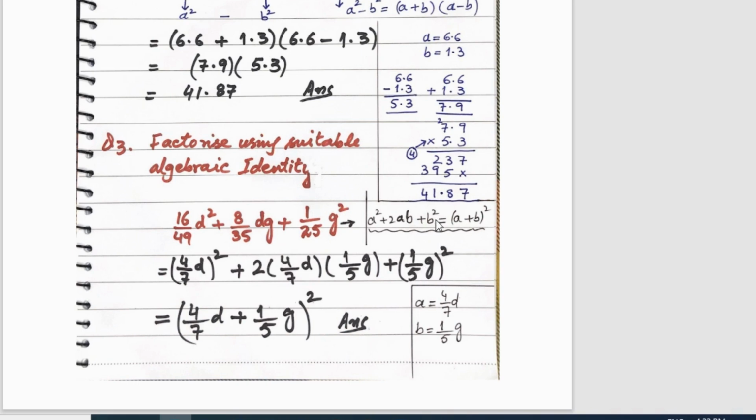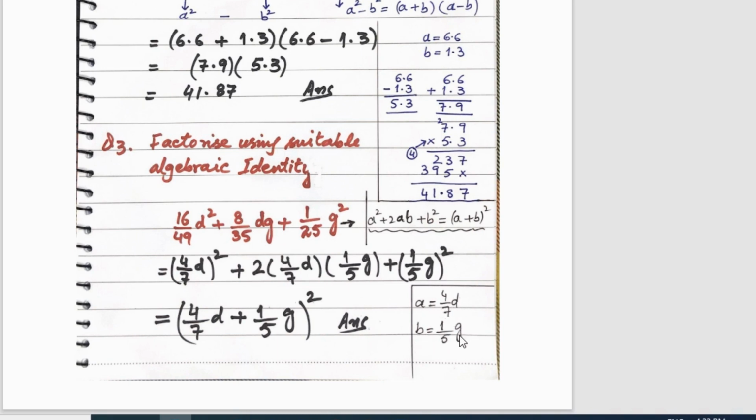Now it resembles b square. b means whatever is written at the place of b should be written in the form of a whole individual square. Okay. Now these are two squares. Now we have a and b in the form of 4 over 7d and 1 over 5g. Look at this. a is equal to 4 over 7d, b is equal to 1 over 5g.